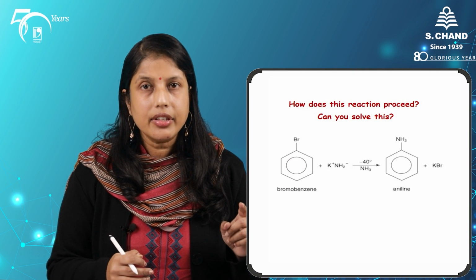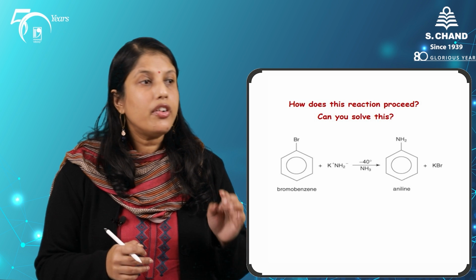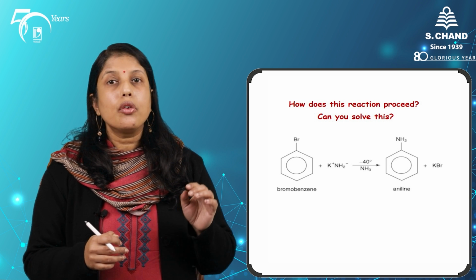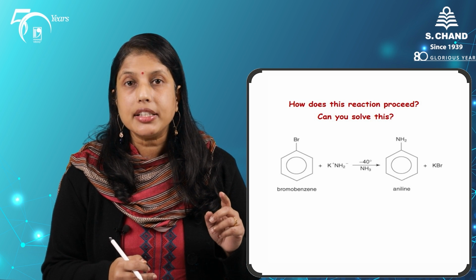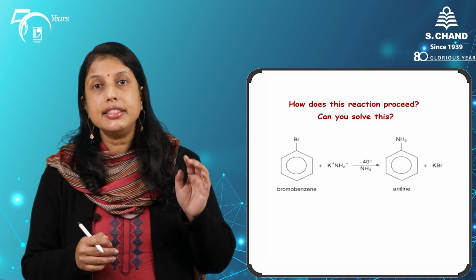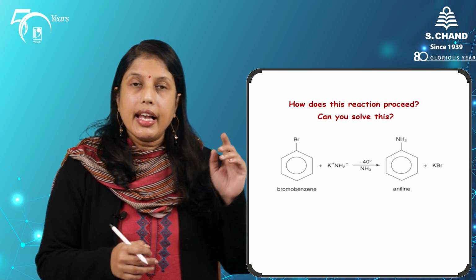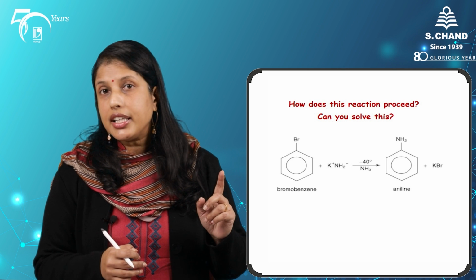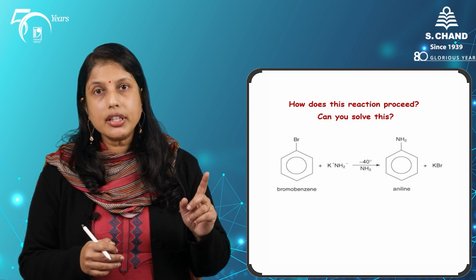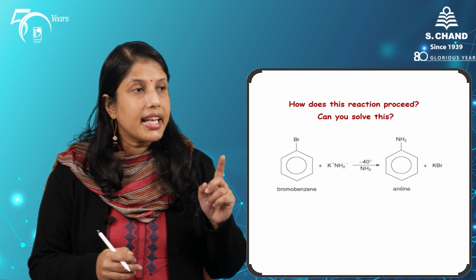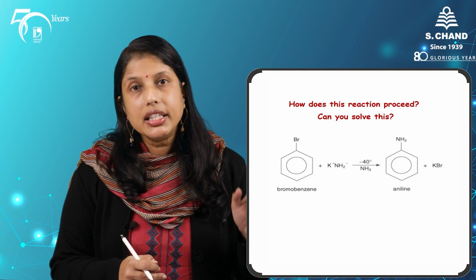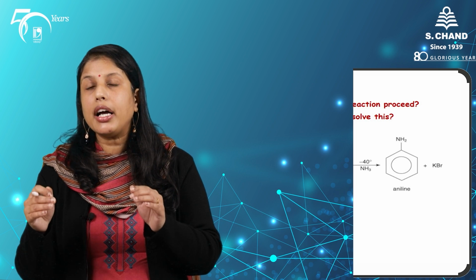Here I have the reaction of bromobenzene with a very strong base, potassium amide, taking place at low temperature. It is a nucleophilic substitution reaction on the benzene ring, but can you tell me, will this proceed by the same addition-elimination mechanism as we have discussed?